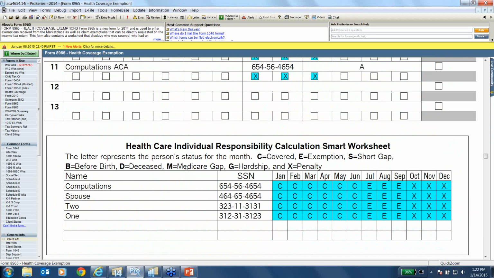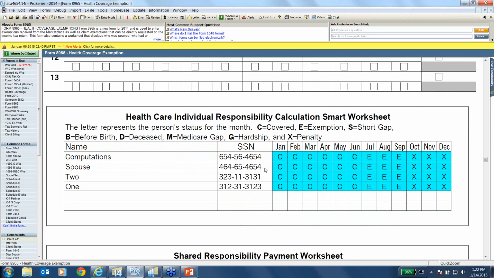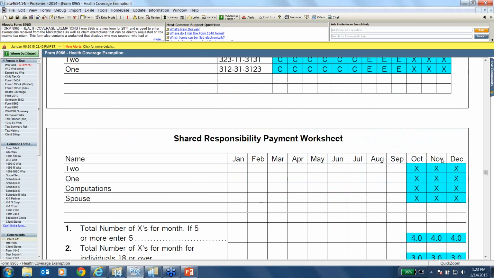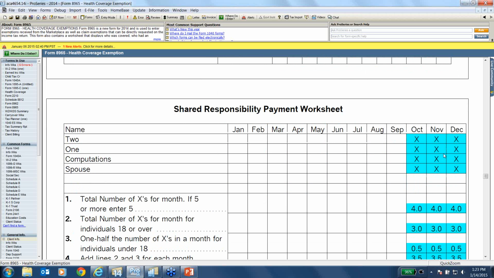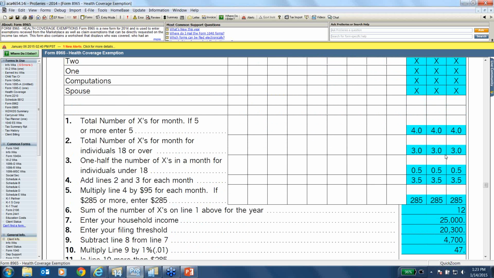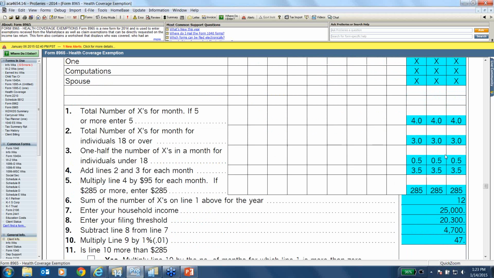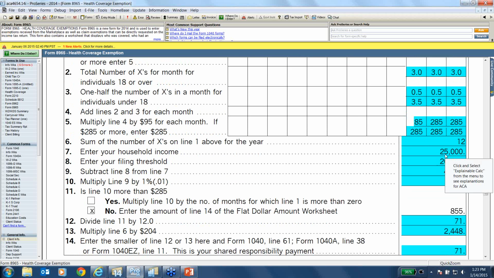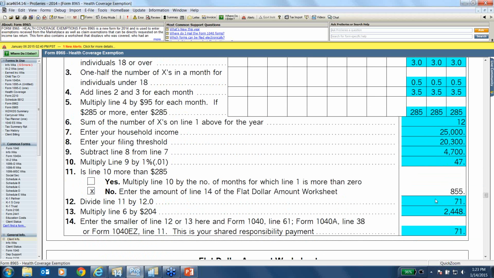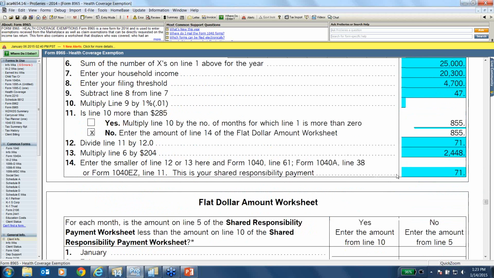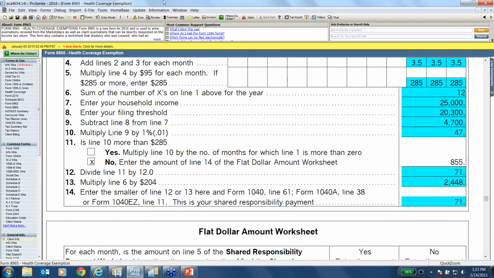Then we have a healthcare individual responsibility calculation SMART worksheet telling us whether we had coverage. We had coverage for the first 3 months from the exchange, miscellaneous coverage for the next 3 months, exempt for July, August, September, and no coverage for October, November, December. Continue on. This is the worksheet out of the instructions. The 285 figure. And we won't run through the math again, but it turns out to be $71. Flat dollar was higher. And there's the flat dollar amount worksheet. So that $71, we go over to 1040.